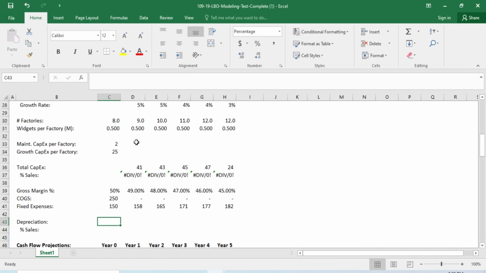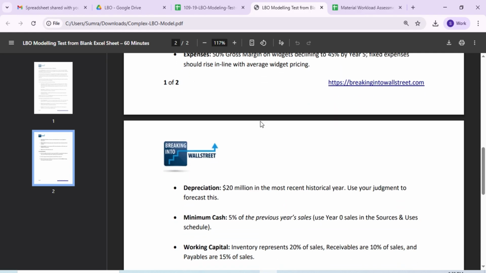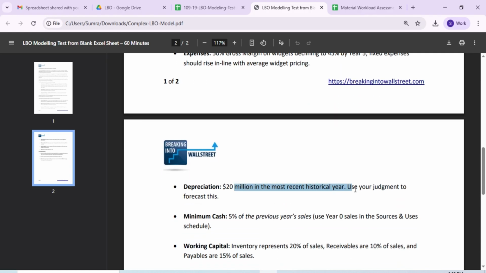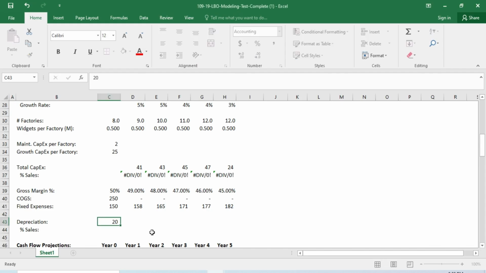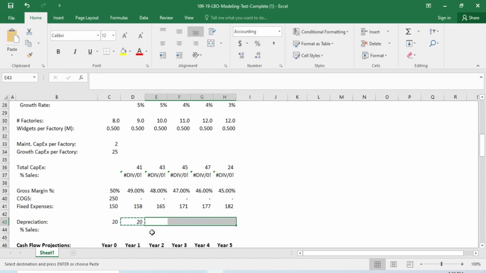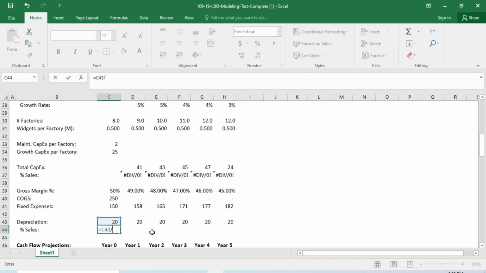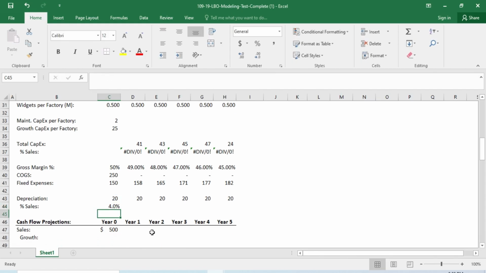Okay, last is depreciation. Depreciation is 20 million in the most recent historical year. Use your judgment to forecast this. So 20 million is this, and we'll keep it same. Assuming it's the same and calculate it as a percentage of sales. Either we keep it 4% of sales or we can keep it constant.